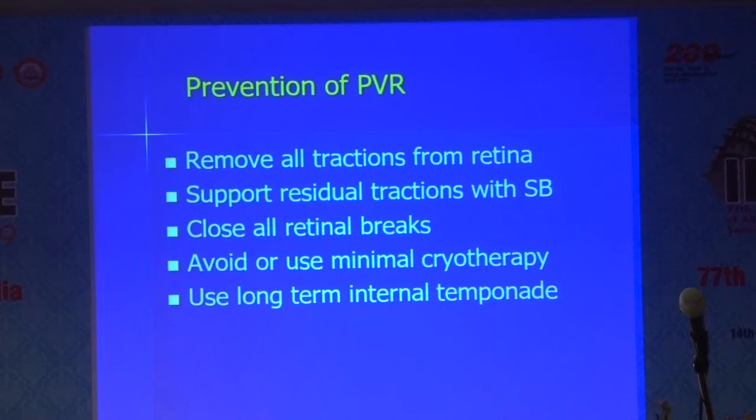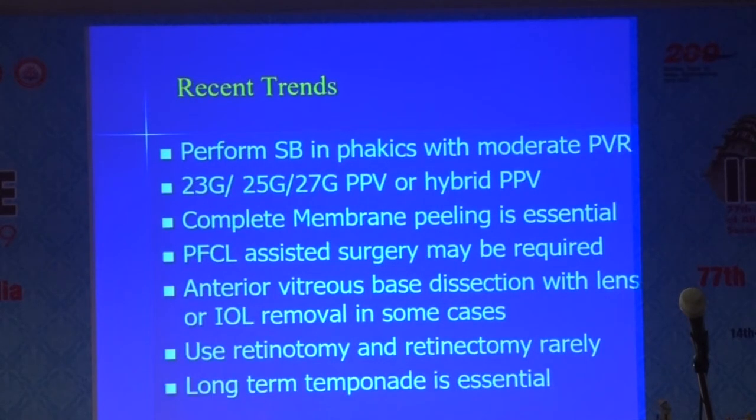Avoid or use minimal cryo and use long-term tamponade like silicone oil. So I would like to conclude that in recently performed SB in phakic eyes, we perform very often a scleral buckling with moderate PVR. And especially in children, we tend to go for buckling in most situations unless it is a really bad situation.